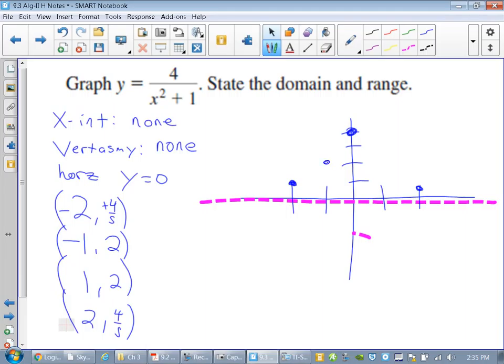Is this curve ever going to touch the asymptote? No. So it's coming up and coming back down. What is your domain? Is there any domain restriction here? No. So your domain is all real.